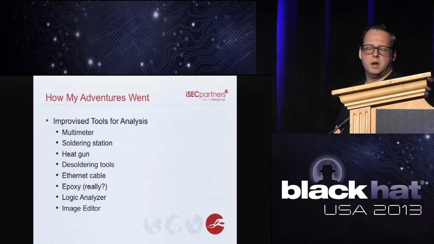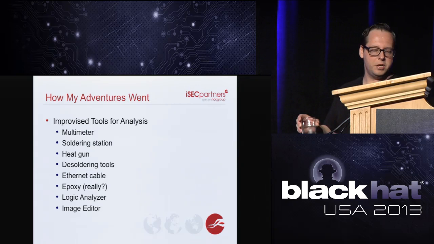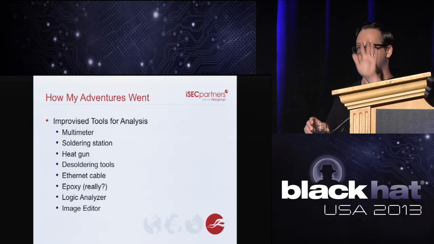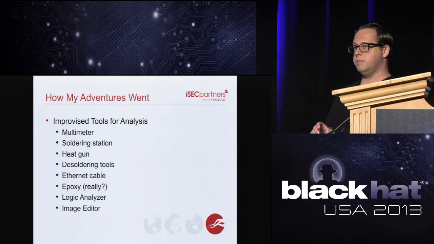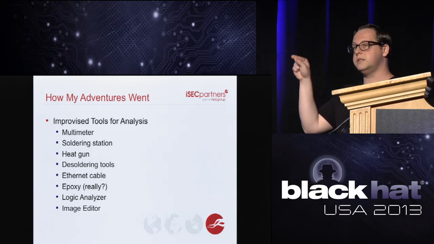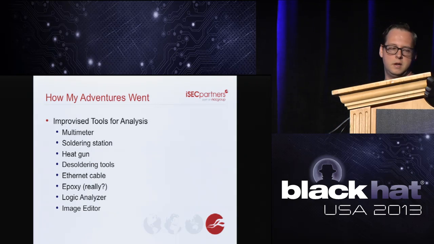And an image editor. I use GIMP because it's free, but you can use anything. This is great for taking an image of the board, taking an image of the other side of the board, and then comparing in the image editor by flipping and watching where leads go. So this is a really great way to reverse engineer.